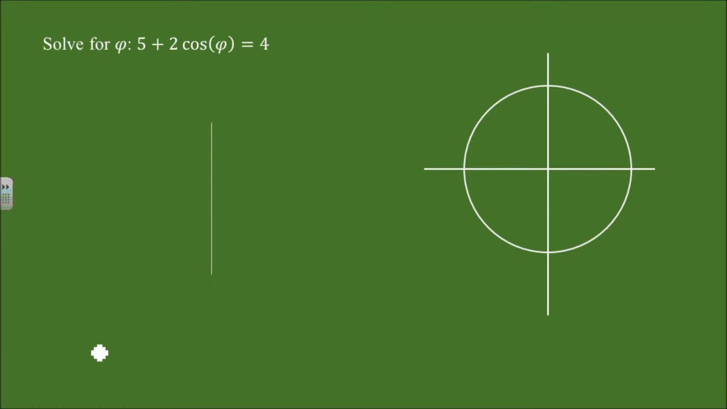So this is example 2b, which is very similar to example 2a from 1.3, except we have to rearrange the equation first. So we'll start by putting the 5 over here. It becomes minus, so we get 2 cos of phi is equal to minus 1. And then divide both sides by 2, and you get cos of phi is equal to minus 1 over 2. So that's a phi.